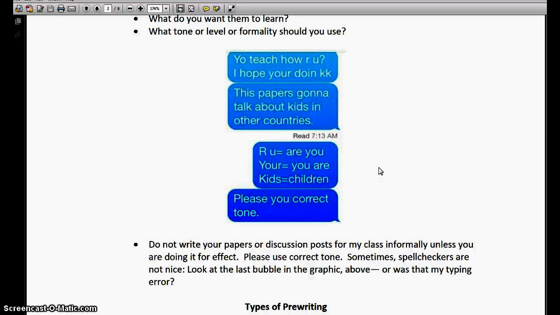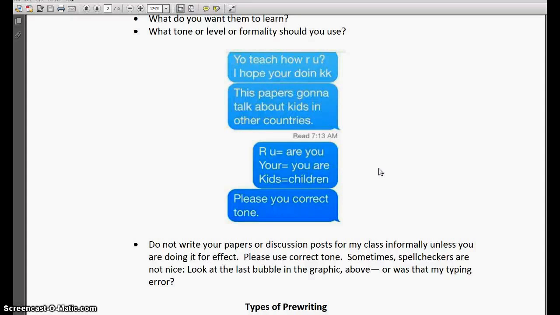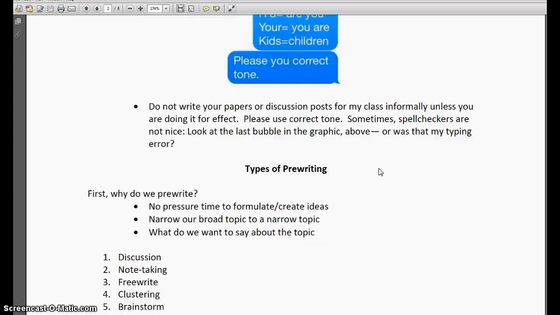Are you, your. A lot of people make the mistake with your. It should be you are, the contraction. You are happy. You are nice. And down here, if you've noticed my little mistake, it says please you correct tone. It should be please use correct tone.